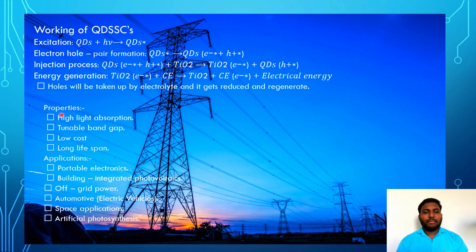Coming to its properties: high light absorption, tunable band gap, low cost and long life span. As these are properties, they are advantages also. And applications. Where are these QDSSCs applicable? In portable electronics, building integrated photovoltaics, off-grid power, automobiles, electric vehicles which are available in today's day, space applications, and artificial photosynthesis.